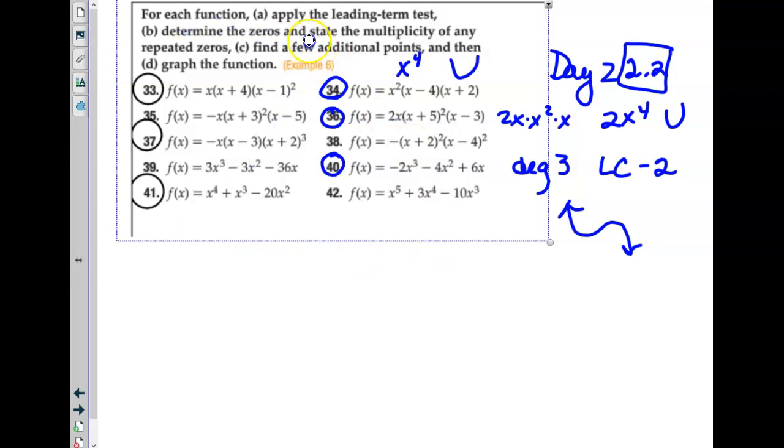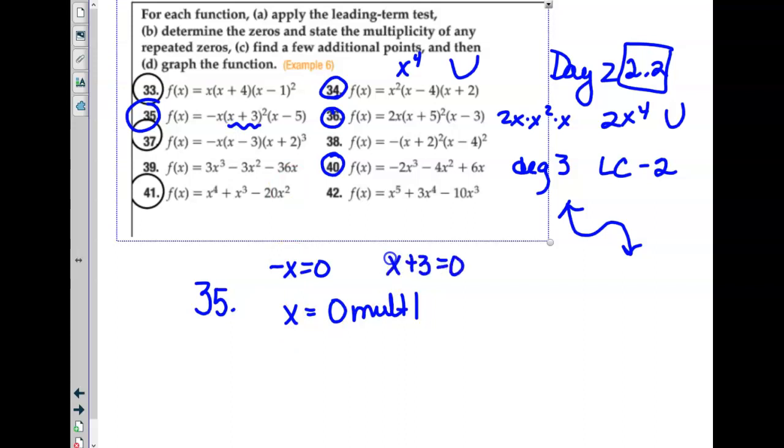Okay, the second thing is determine the zeros and state the multiplicity of any repeated zeros. Let's do number 35 right here. What are the zeros? Because it's already factored. -x equals 0 means zero, and that's just multiplicity 1. You don't even have to write that if you don't want to. This one is -3, and that one's multiplicity 2. Everybody gets that? And x minus 5 would be 5, and that one's multiplicity 1.